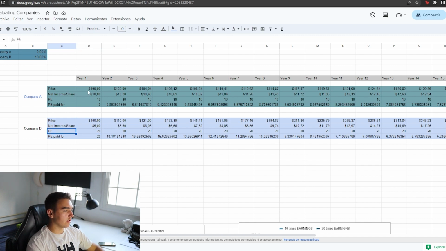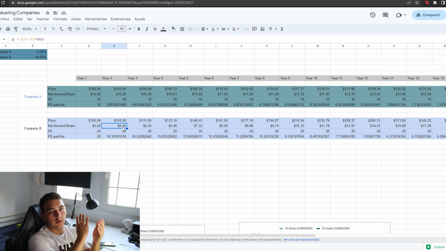So in year 2, net income would have grown for company A 2%, putting it at $10.20, and company B another 10%, putting it at $5.50. This is compound annual growth rate. So you get the past year and then you multiply it by 1 plus the growth rate. So yeah, that's how it's done.